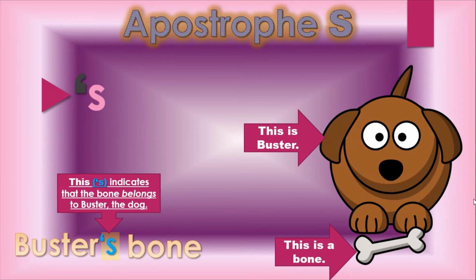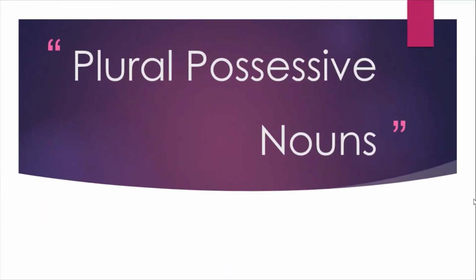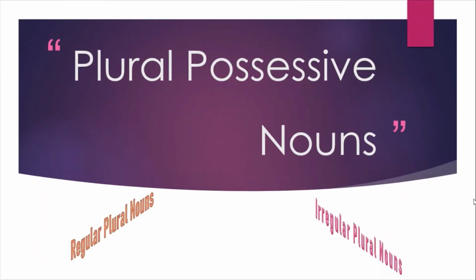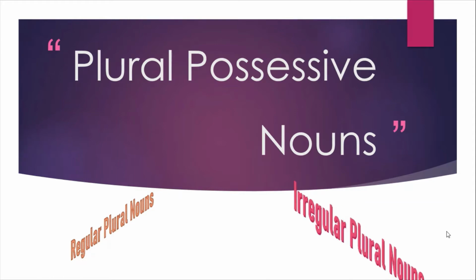Now, let's go ahead and look at another type of nouns, and these are plural possessive nouns. Just remember that we have two types of plural possessive nouns. We have regular plural nouns, and we have irregular plural nouns. This is important because they follow totally different rules. And it depends on the ending of the noun. So, we are going to go ahead and look at the irregular plural nouns first.